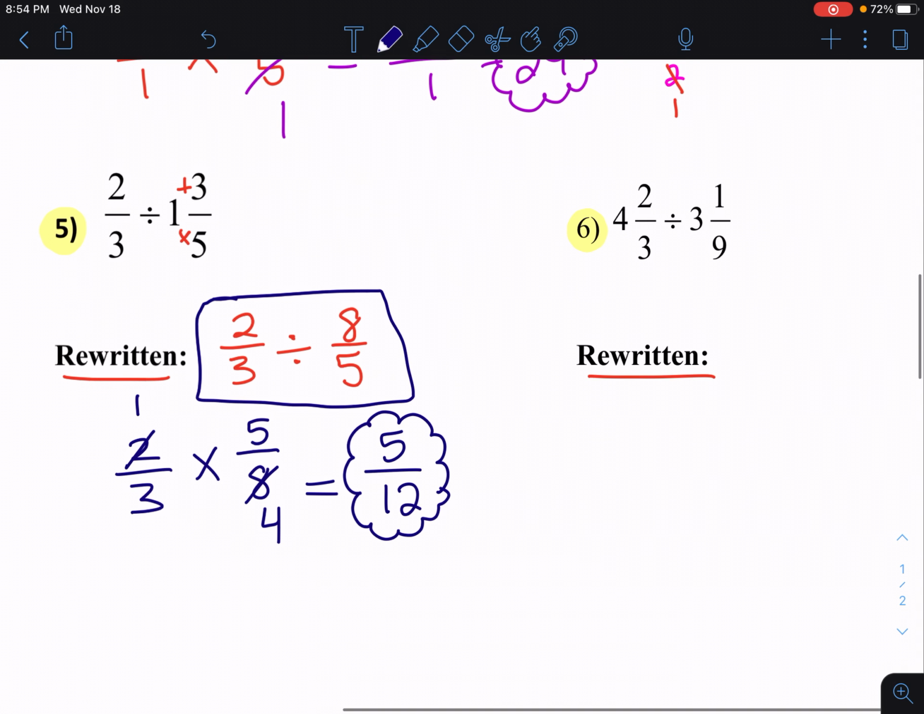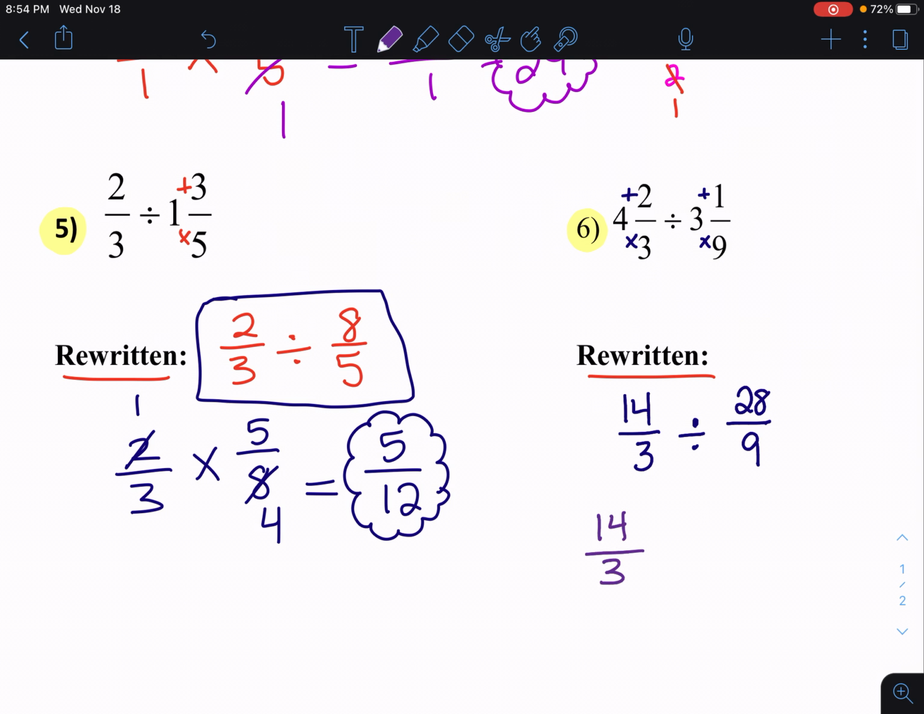The last one here, I've got 2 mixed numbers, so 4 times 3 is 12, plus 2 is 14 over 3. Divided by 3 times 9 is 27, plus 1 is 28 over 9. Now I can do my keep, change, flip. So 14 over 3 stays the same. I change it to multiplication and flip the second fraction.